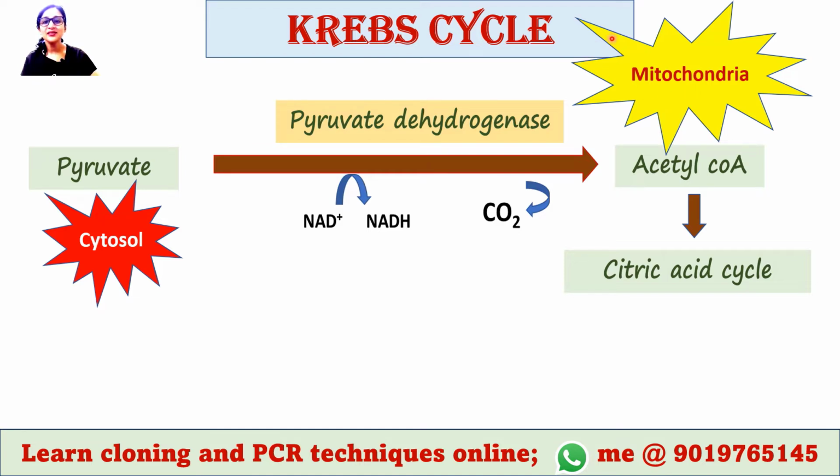Pyruvate crosses the mitochondrial membrane and is converted into acetyl-CoA by the enzyme pyruvate dehydrogenase. In this reaction, a CO2 molecule is removed and a NADH is generated. Acetyl-CoA enters the citric acid cycle.